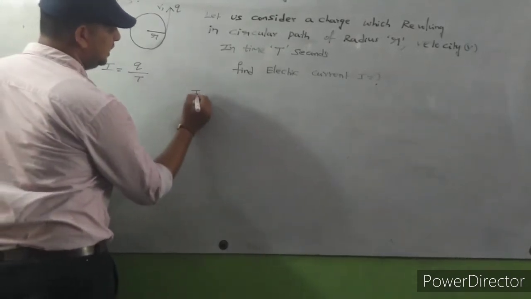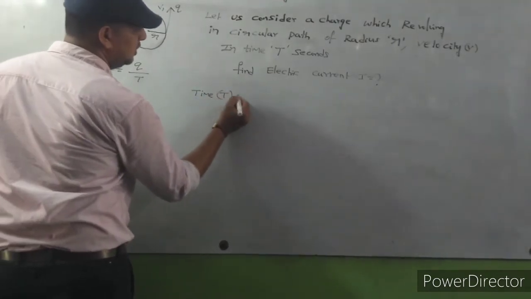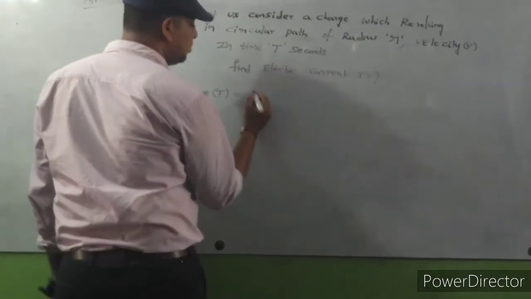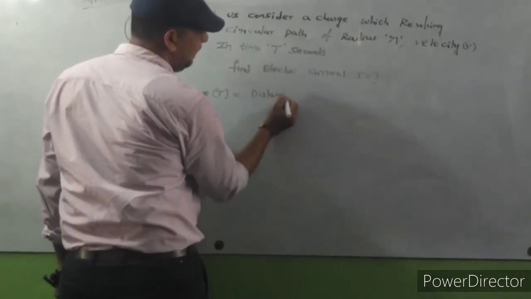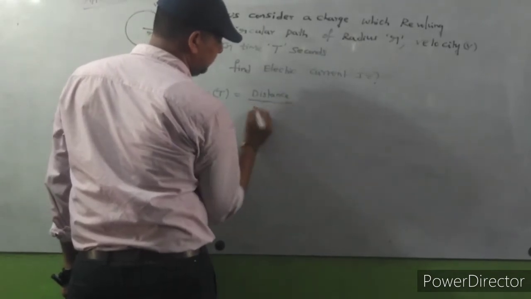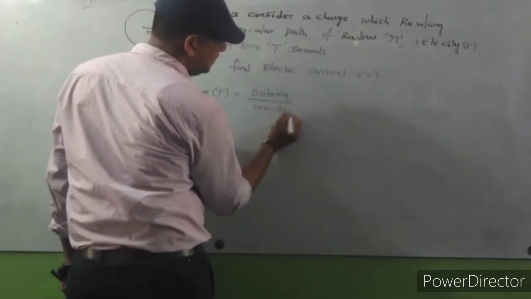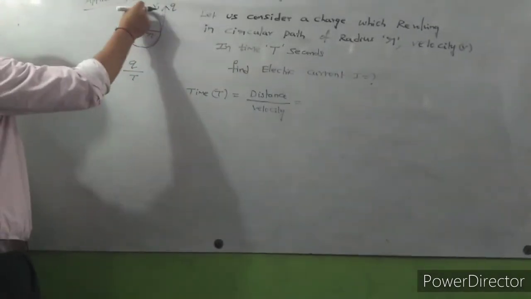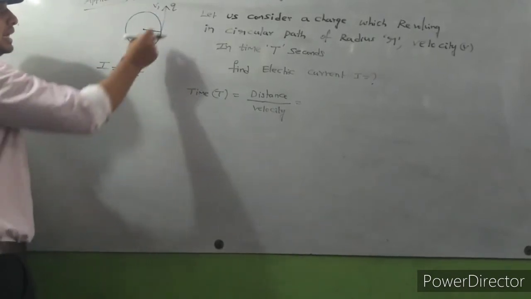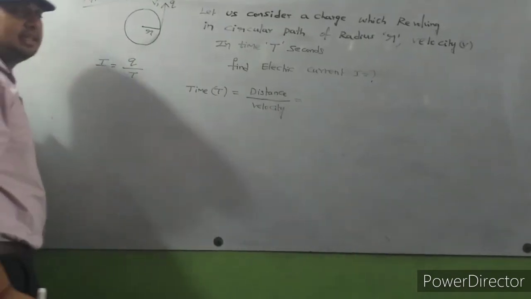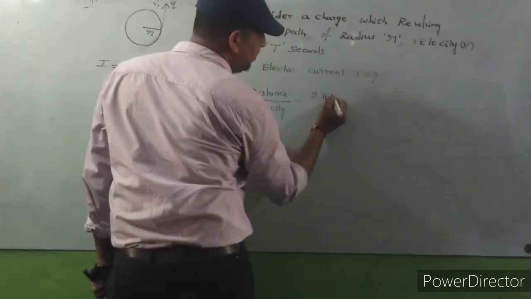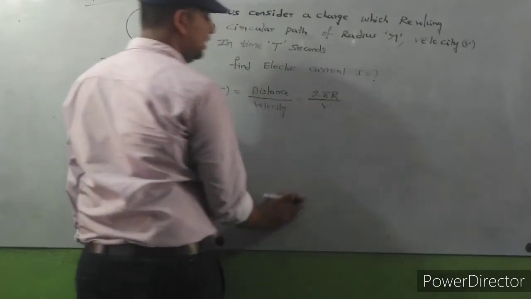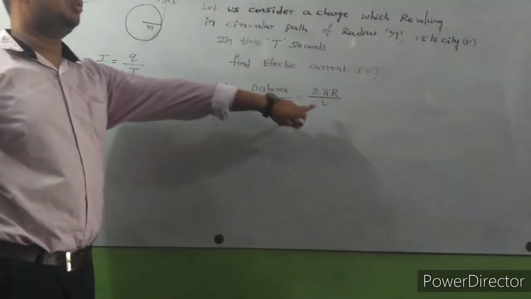So how to find time? You know already, velocity is equal to distance by time, so time is equal to distance by velocity. If the charge moves in a circular path, then the total distance covered by the charge is 2 pi r. Distance is 2 pi r, velocity is v. Time t is equal to 2 pi r by v.